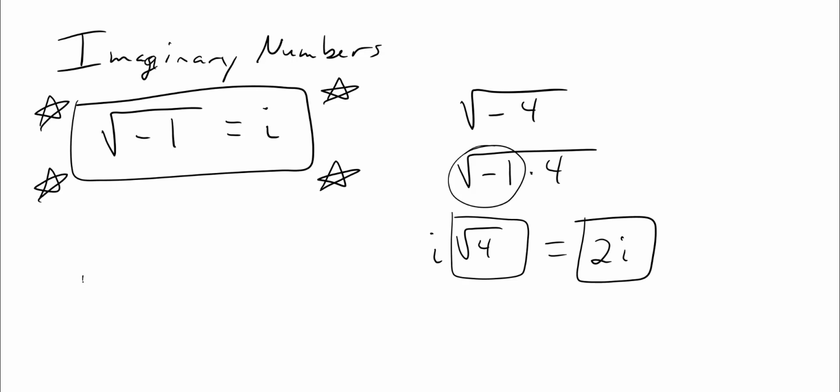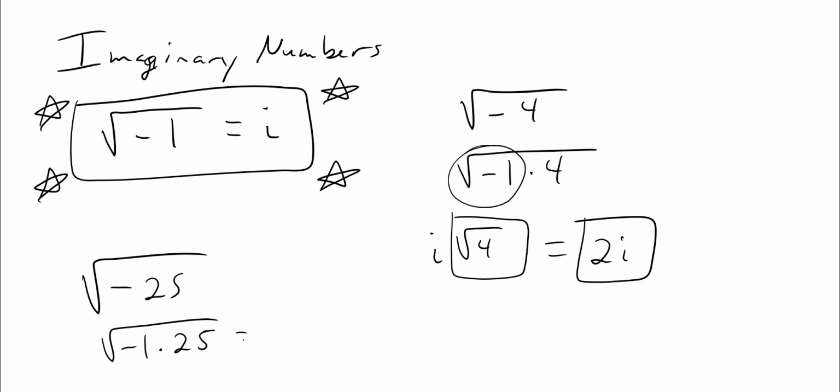Okay? So again, I can say the square root of -25. You're going to tell me, oh, that's the square root of -1 times 25. And then I can say, well, I'm going to pull the i out. So it's i and then root 25. And then again, you deal with the root 25. And what's the square root of 25? It's 5. So the answer is 5i.